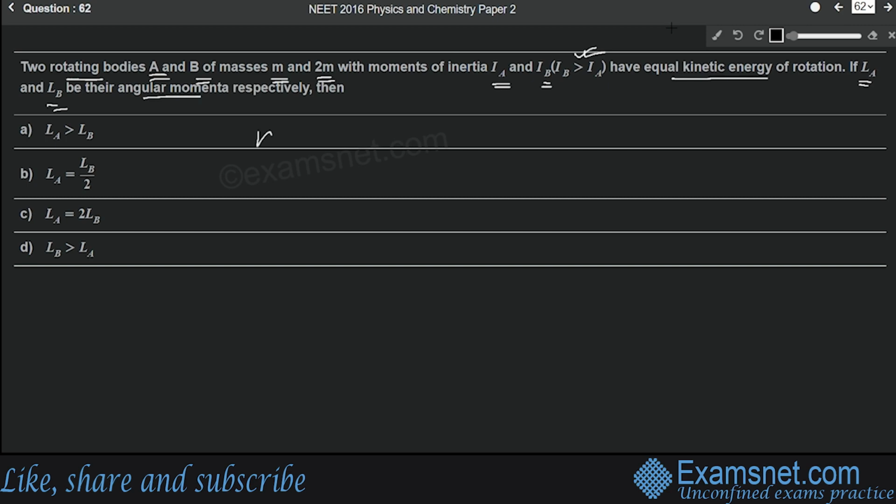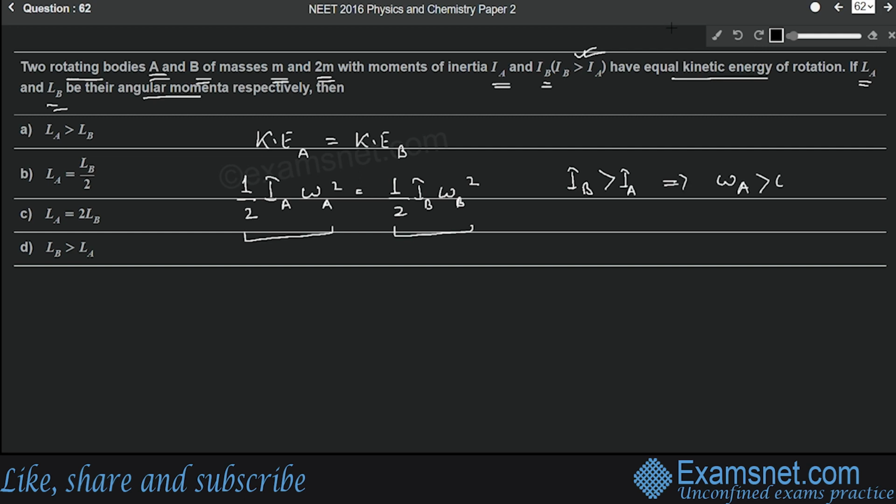So it is given that the kinetic energy of body A is equal to the kinetic energy of body B. And we know that in rotational motion, kinetic energy is equal to half I omega square. So half IA omega A square is equal to half IB omega B square. It is given that IB is greater than IA. But since half IA omega A square is equal to half IB omega B square, that means for this to be equal, omega of A should be greater than omega of B. Then only it will be balanced, right?